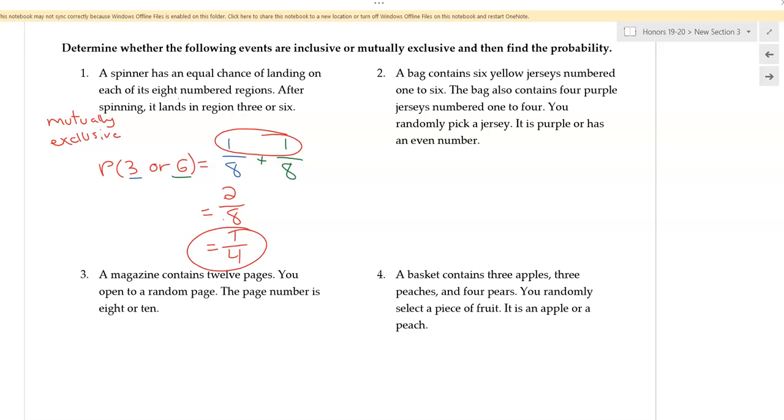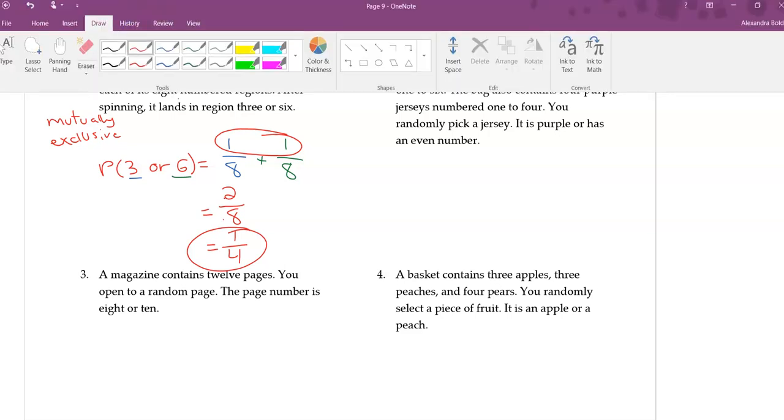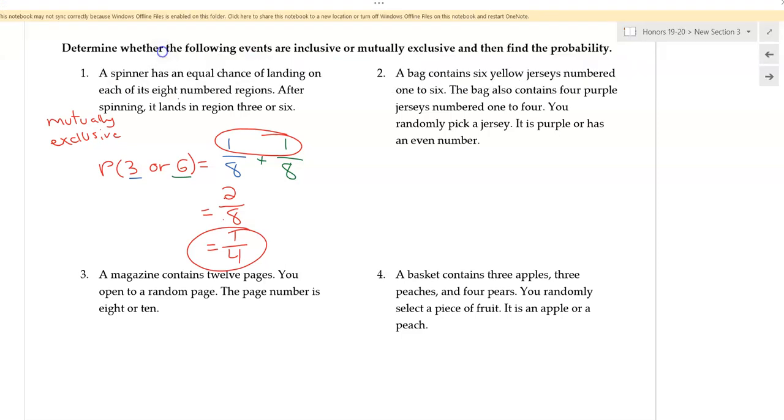Number 2, a bag contains 6 yellow jerseys, numbered 1 to 6. The bag also contains 4 purple jerseys, numbered 1 to 4. You randomly pick a jersey. It is purple or has an even number. Well, if I look here, I have purple jerseys that are numbered 1 to 4. So that means there are even purple that exist. So this is overlapping, right? I can pick up one jersey and have it be both of those things, okay?